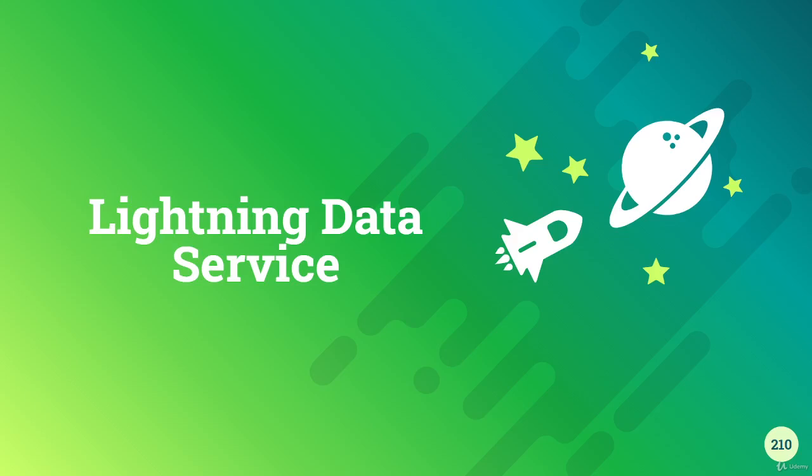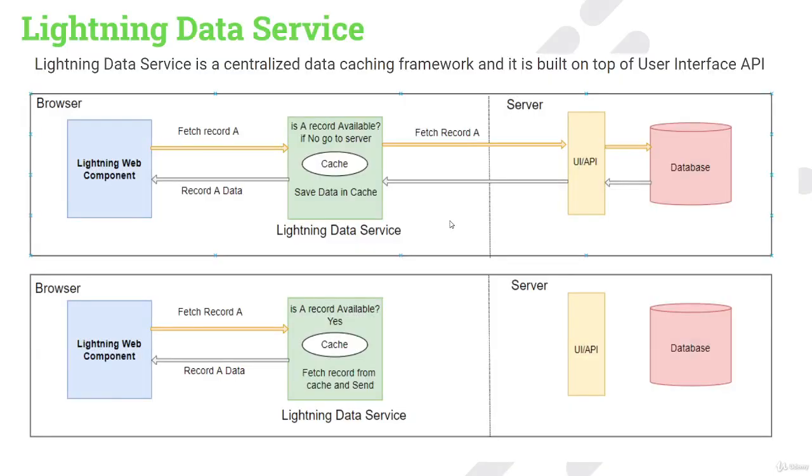In this video, we'll learn Lightning Data Service. So Lightning Data Service is basically a centralized data caching framework, and it is built on top of the User Interface API. So let's try to understand with a simple use case.